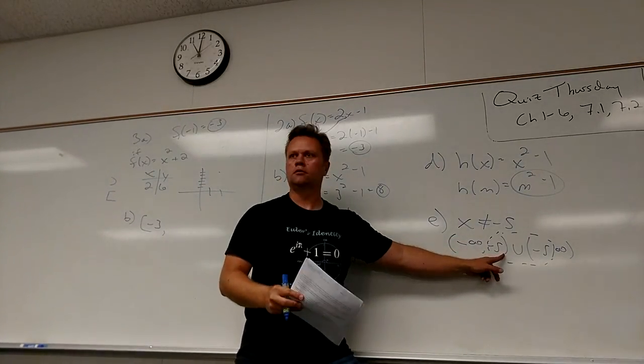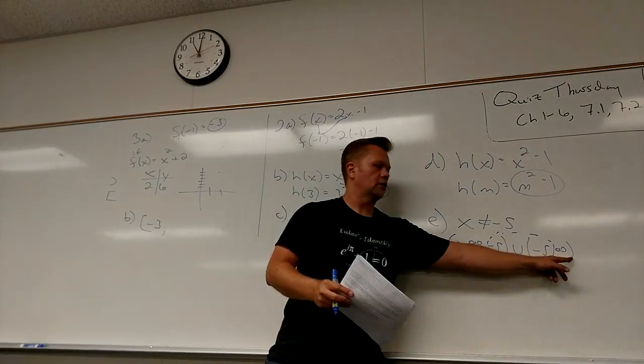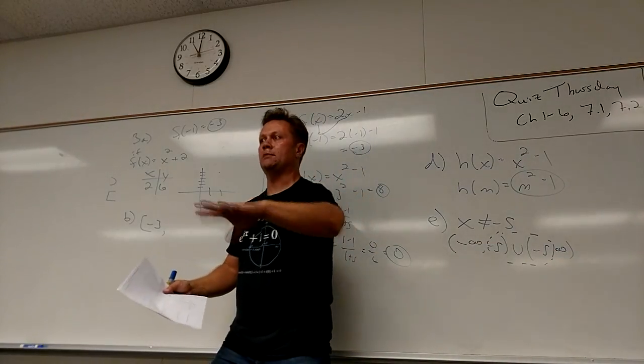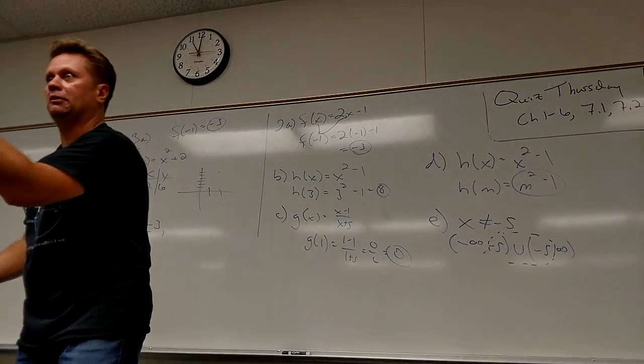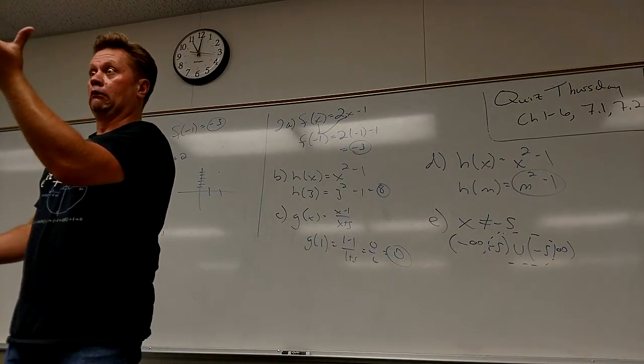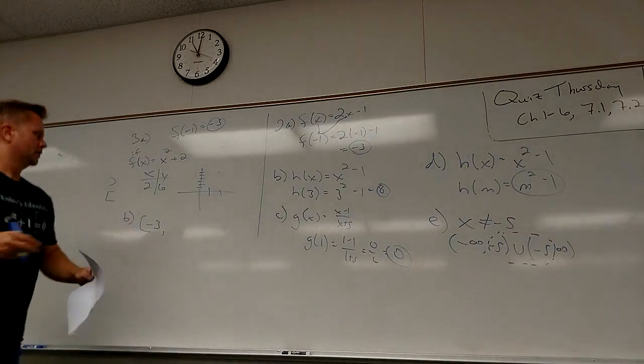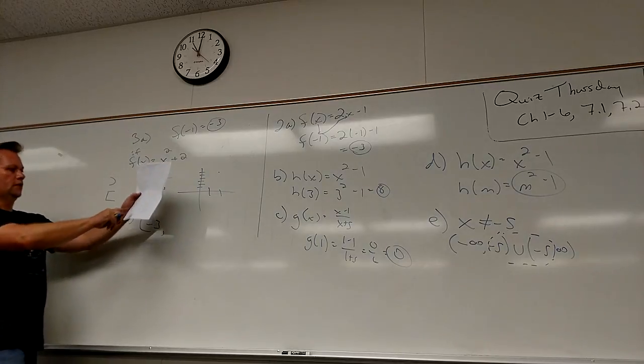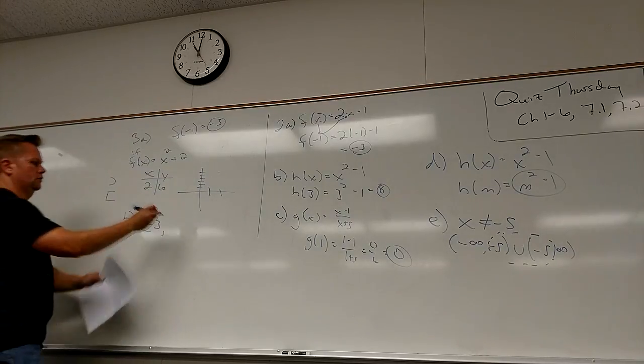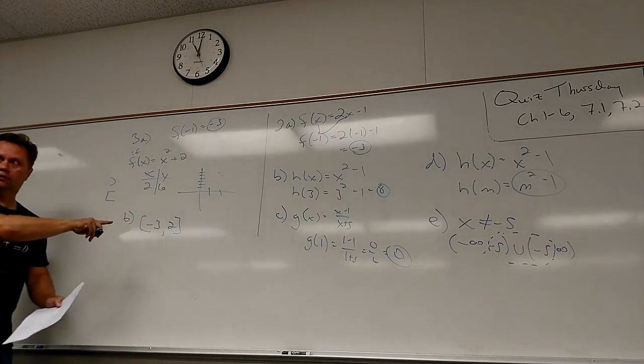Why do I always put infinity with a parenthesis? Because if I put it with a bracket, that means somehow I got there and I picked it up. Infinity. Oh, that became pure energy. So, I don't know. Negative 3 up to 2. That's all the x's that work.